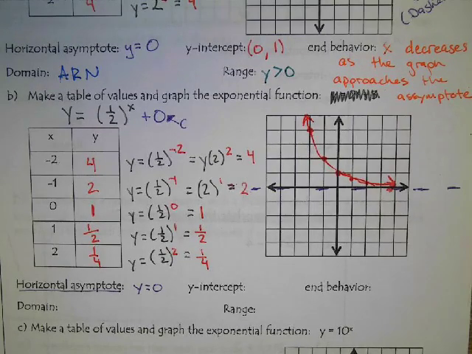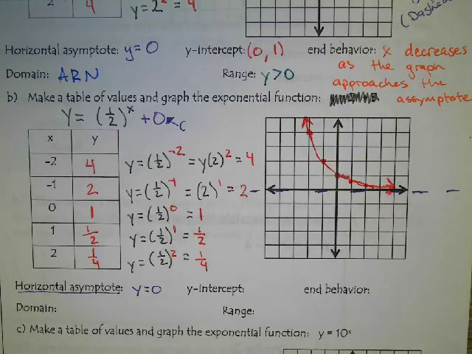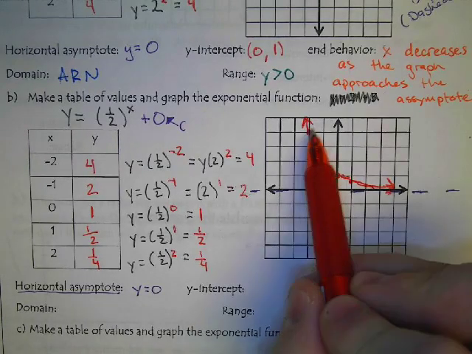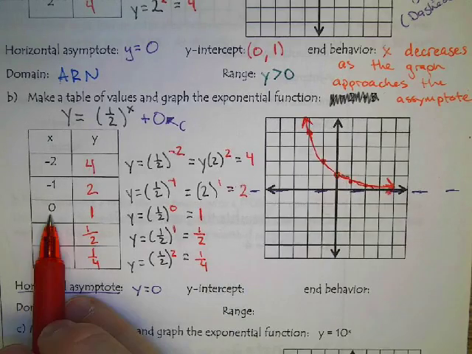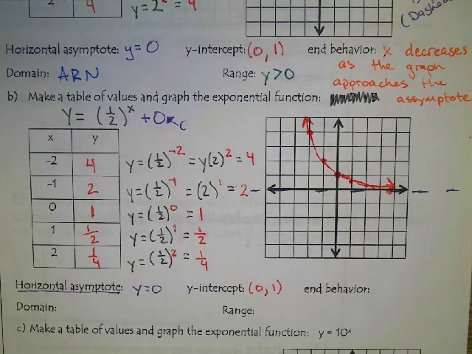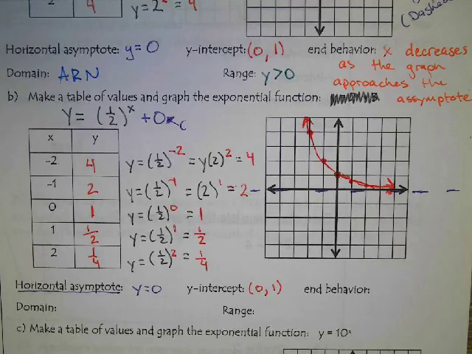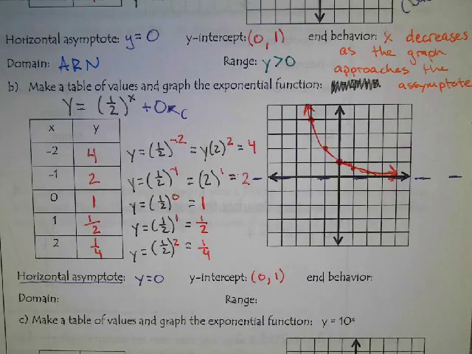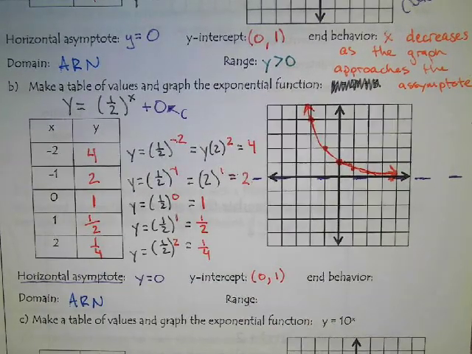Next, we can look at our domain. Let's do the y-intercept first. Our y-intercept, which is where we're crossing that y-axis, at that point right there, we know that's 1. We can use the table as well, 0 comma 1. Our domain will always be all real numbers. So that one's pretty easy.